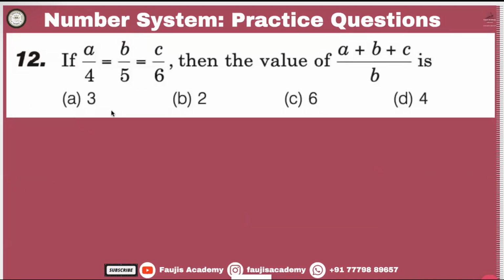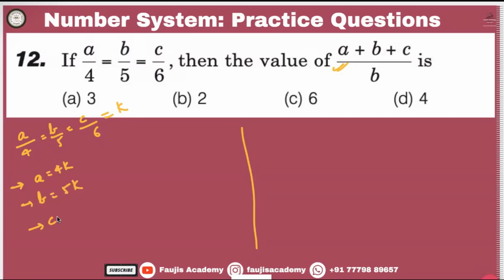There are 2 ways to solve this. One way is this. You assume all of this expression as k, right? And now we need to find the value of (a + b + c) by b, right? So that means a is equal to 4k, b is equal to 5k, and c is equal to 6k. Are you guys with me so far?